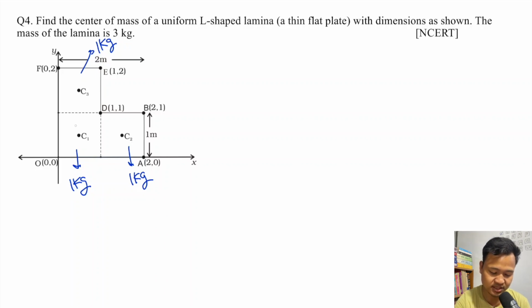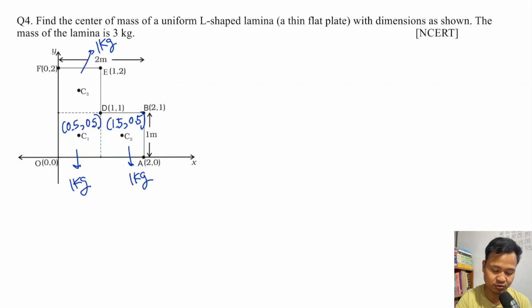The center of mass of C1 is at the middle of the 1 meter side. So here this one will be at 0.5 comma 0.5. From here to here is half, similarly along the y from here to here is 0.5. So C1 is 0.5 comma 0.5. C2 will be 1.5 comma 0.5, since x is 1 plus 0.5 equals 1.5, and y is again 0.5.